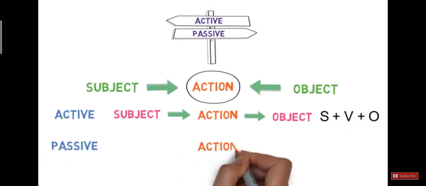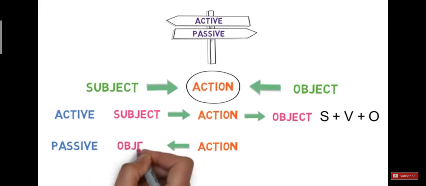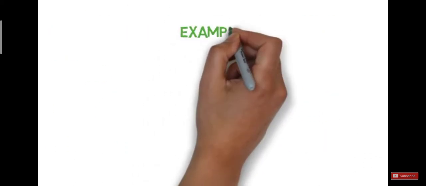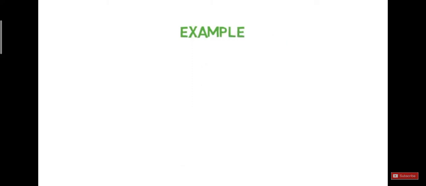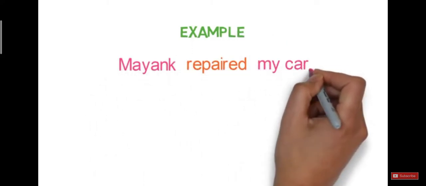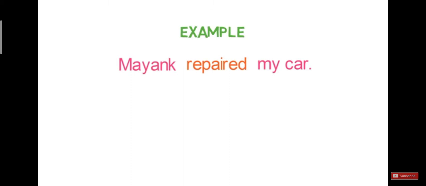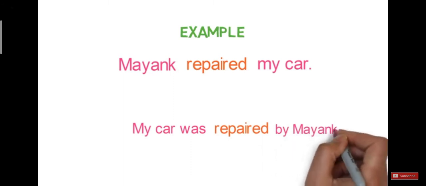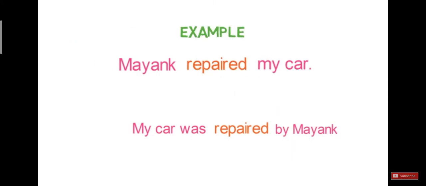When we talk about passive voice, the object changes its position from last place to the first place. Object comes first, then action, then subject. Object and subject interchange their position. So now it became object plus verb plus subject. For example, Mayank repaired my car. Here the subject is Mayank and the object is my car. Repaired is the verb used.